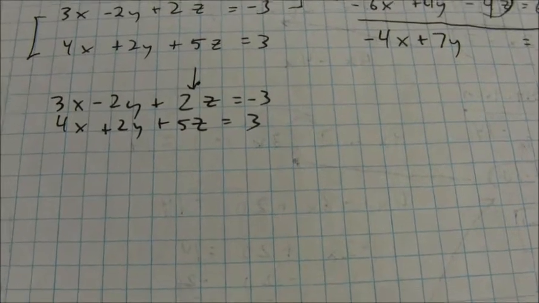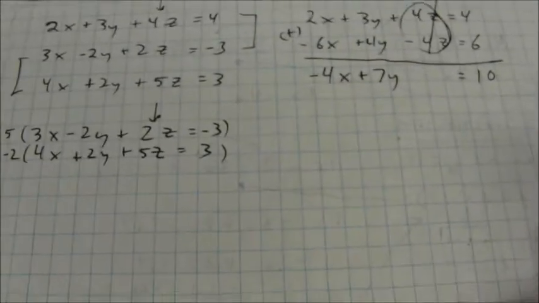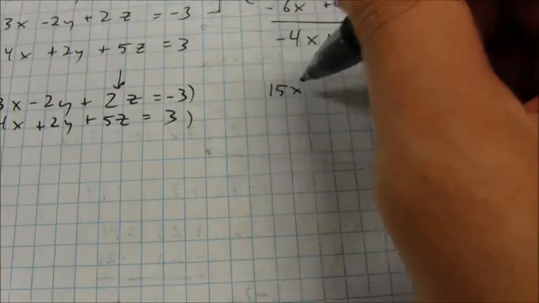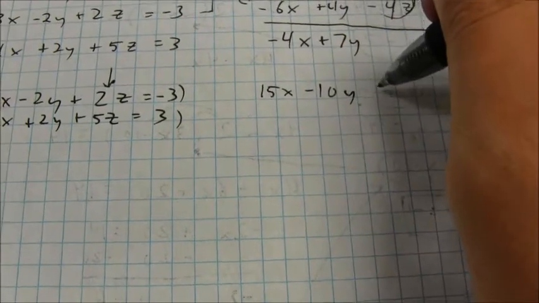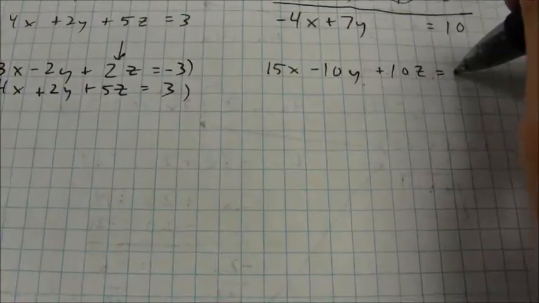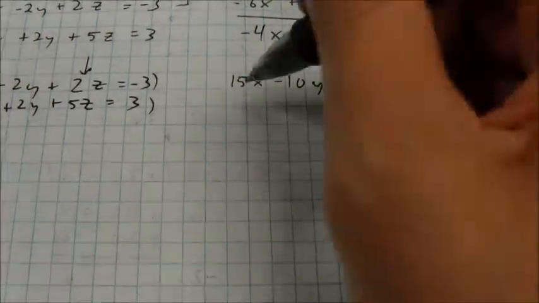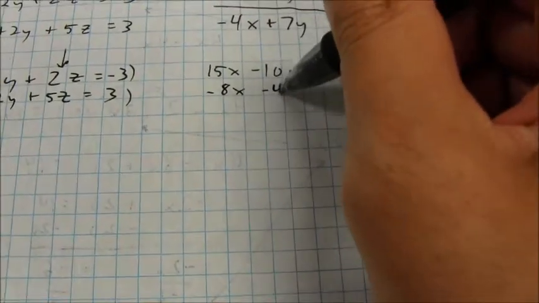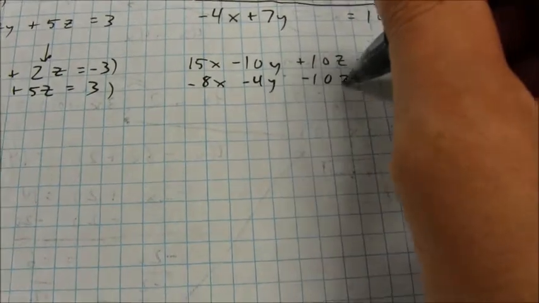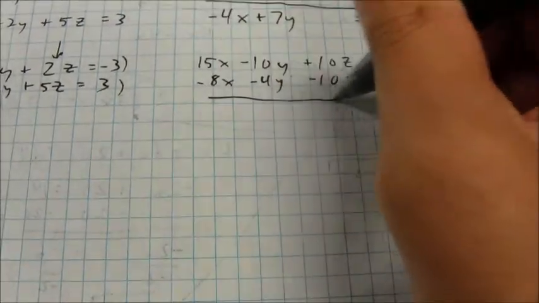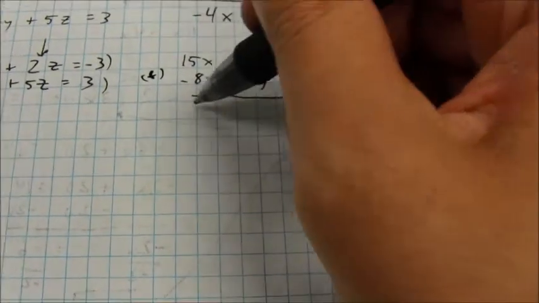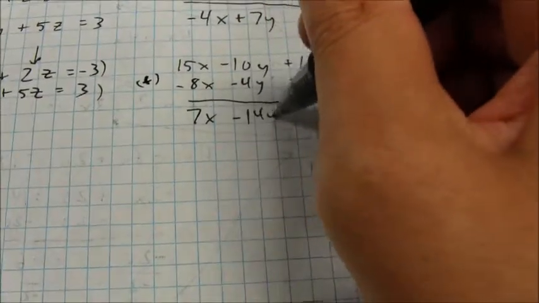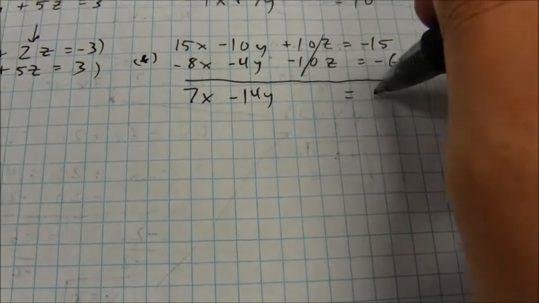So I noticed that 2 and 5 both go into 10, so I can multiply my top equation by 5. I'd like to get a negative 10 down here, so I'm going to multiply that equation by negative 2. And the two equations I'm going to come out with, it's going to be 15x minus 10y plus 10z is equal to negative 15. And then my second equation is going to be negative 8x minus 4y minus 10z equals negative 6. Notice when I add my two equations together, I get a 7x, a negative 14y, the z's cancel, and I get negative 21.